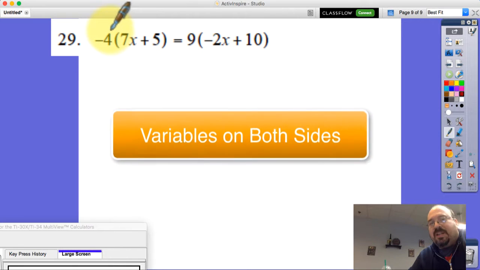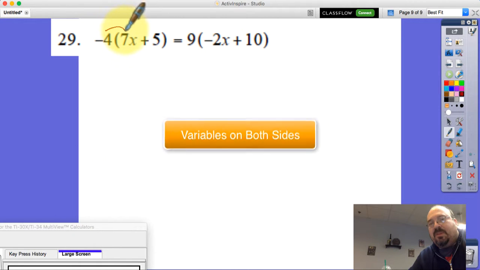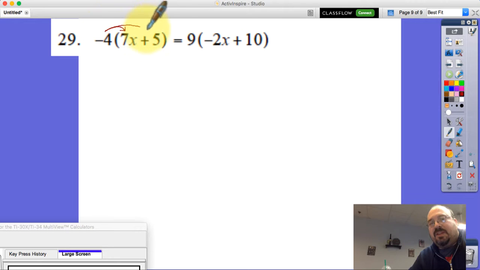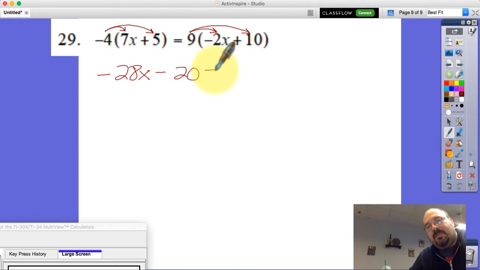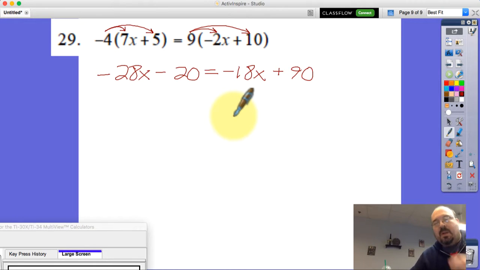Okay, here is get rid of grouping symbols. So I'm going to use the distributive property, just like this, on both sides. Get rid of those parentheses. So negative 4 times 7 is negative 28x. Negative 4 times 5 is negative 20. 9 times negative 2 is negative 18x. And 9 times 10 is 90. Okay? So grouping symbols are now gone.